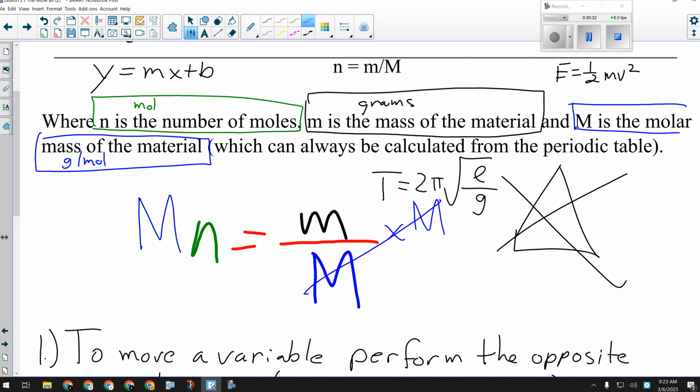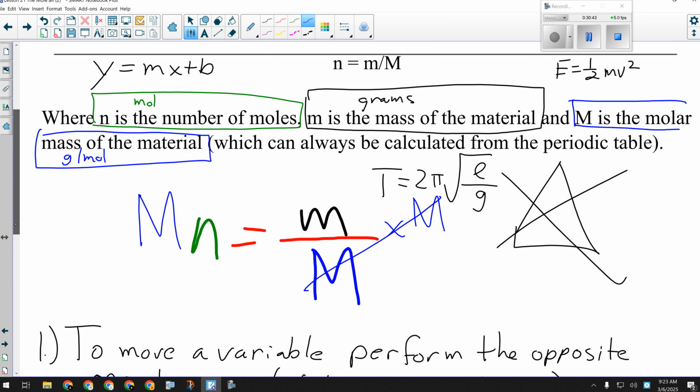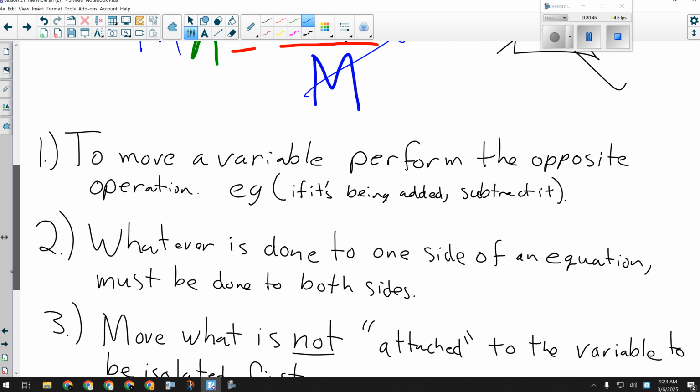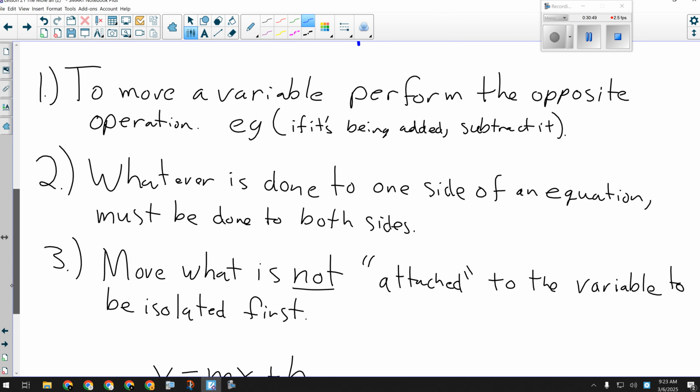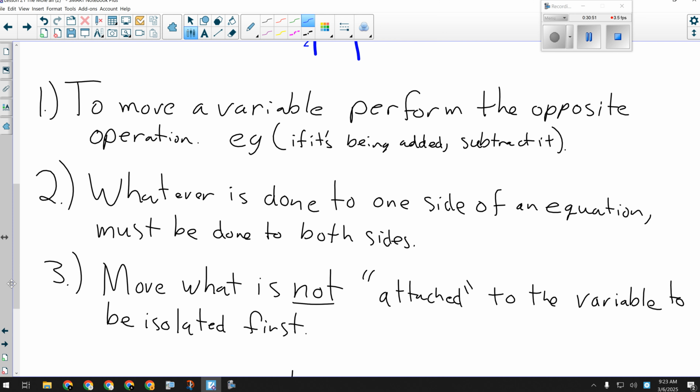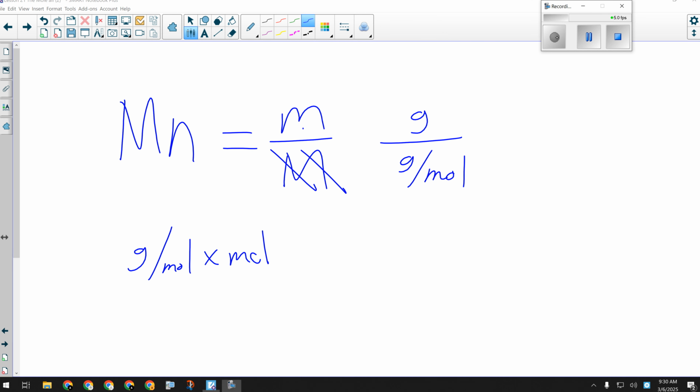All right. You'll use the first two rules a lot. There is a third rule. It doesn't really apply to this formula, but we're going to go over it anyway. Let's have you copy down these three rules of algebra, and then we'll talk about how they work. I'll give you a minute to copy those down.